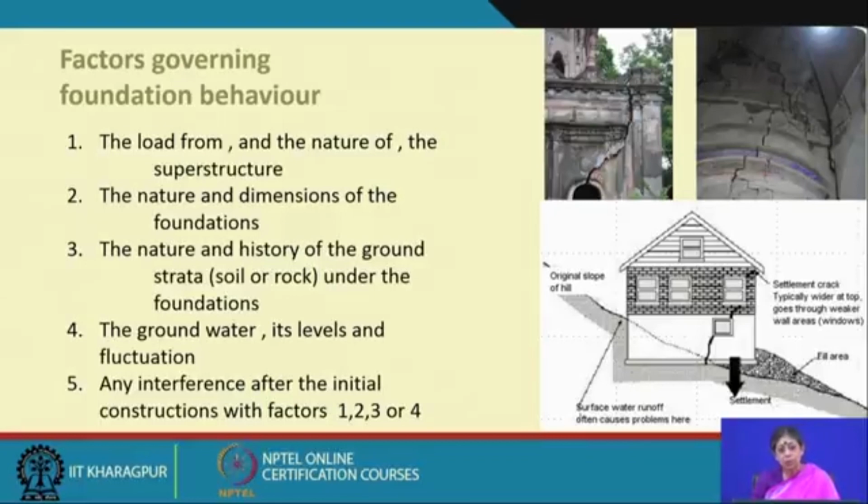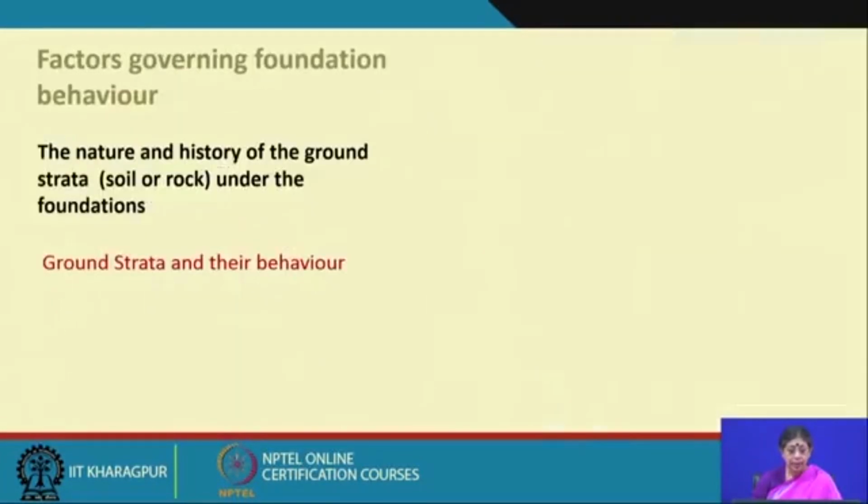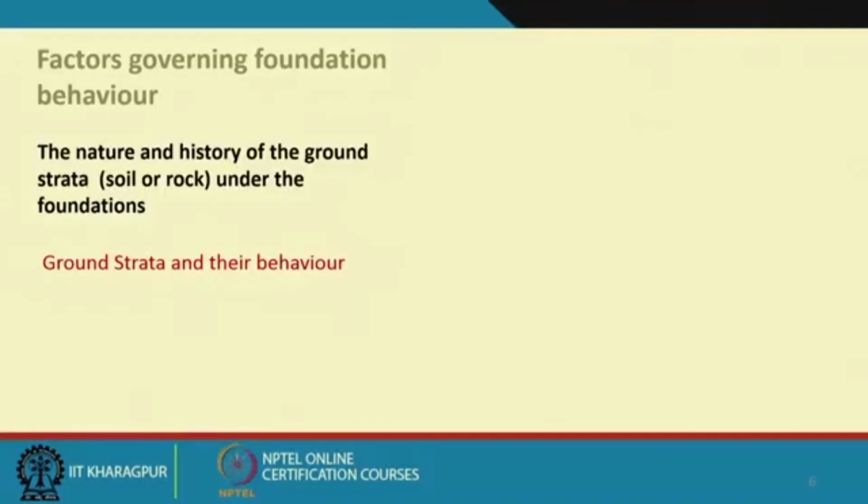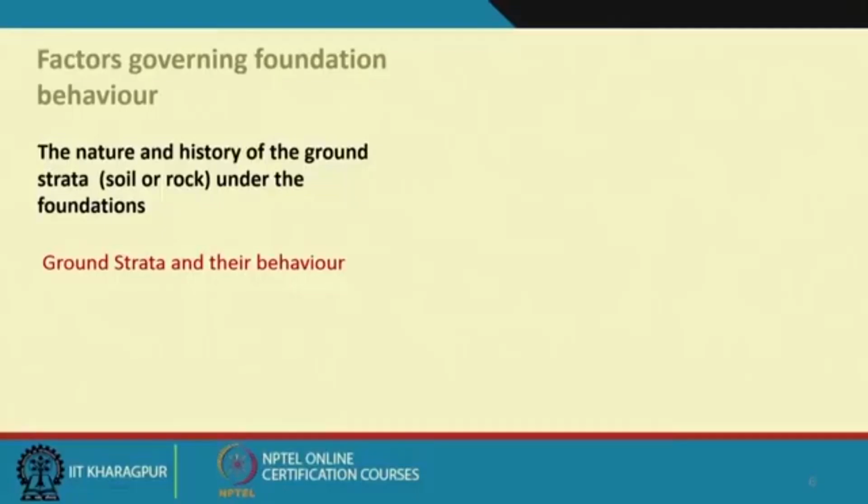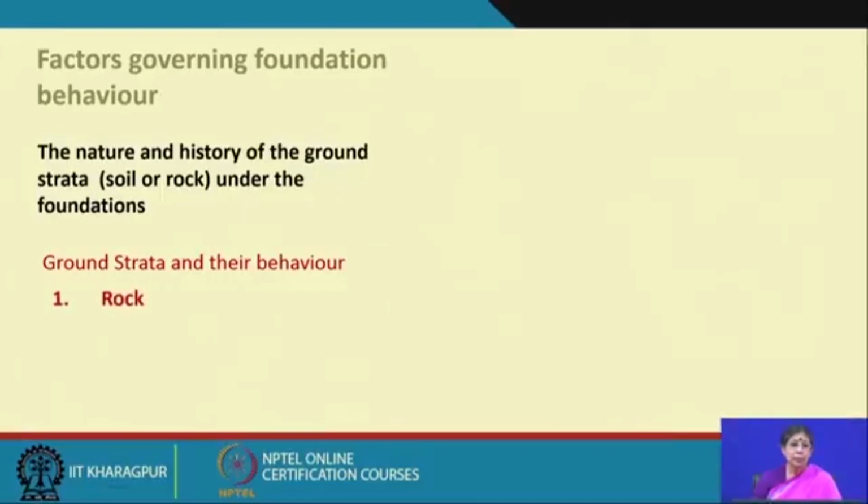And we have to remember some of the thumb rules, what you have seen, the nature of the crack and other things in a nutshell. Now, when we are talking about the ground strata, the nature and history of the ground strata, we have to understand that there are different types of soils, and different types of soils have different behavior and differences in their bearing capacity, and these need to be understood in relation to the type of the structure. So, let us see what are the major types of ground strata which can happen.